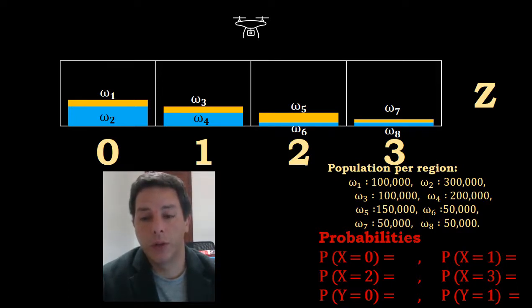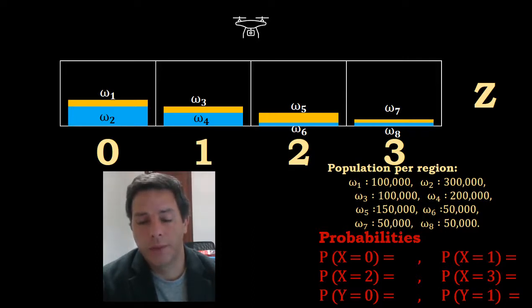Now, what's the probability of y equals 0? Well, that's the probability that the drone landed in any of the inland regions. So we need to add the probabilities for omega 1, omega 3, omega 5, and omega 7. Omega 1 is 0.1, omega 3 is 0.1, omega 5 is 0.15, and omega 7 is 0.05. Adding these values, we get 0.4.